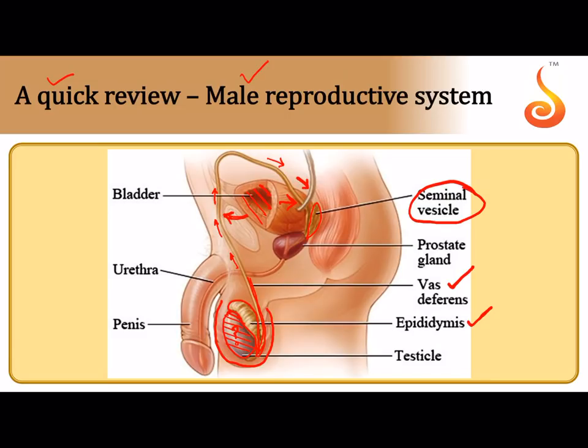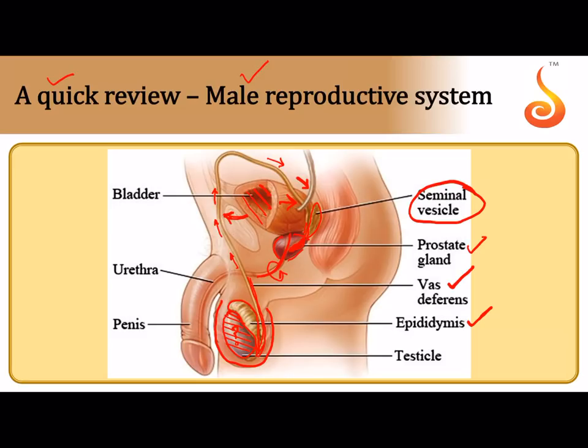You all are aware that there are a pair of seminal vesicles, and once the vas deferens unites with the seminal vesicle, you can see a new duct over here which I'm highlighting, and this duct is called the ejaculatory duct, which opens into this duct, which is referred to as the urethra, isn't it? And wherever the ejaculatory duct opens into the urethra, you can all see a gland over here. What is this gland? This is the prostate gland.